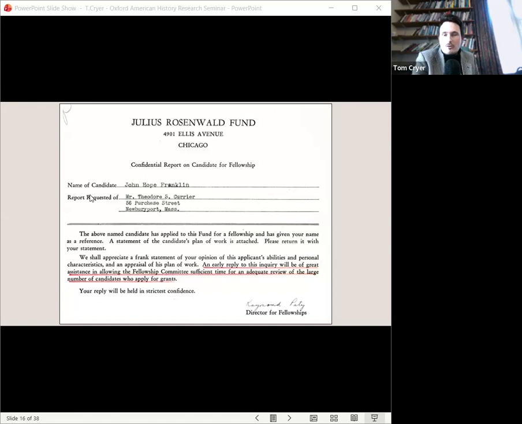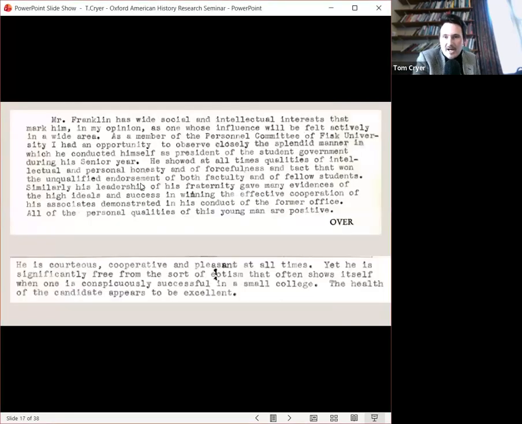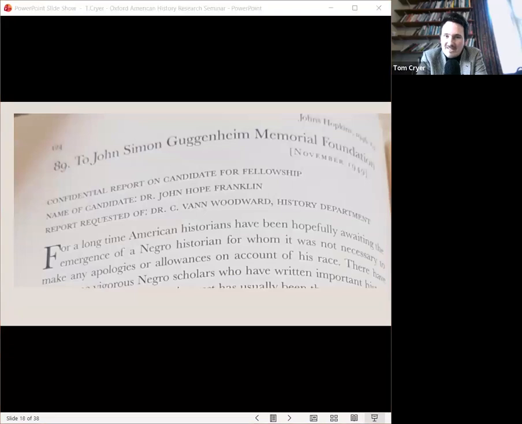Theodore Currier, a white Fisk professor, and like many of these people I've just quoted, an ally in general to Franklin's career, noted that Franklin was significantly free from the sort of egotism that often shows itself once one is conspicuously successful in a small college. He recommended Franklin with none of the usual reservations. Briefly, such judgments continued throughout his career.